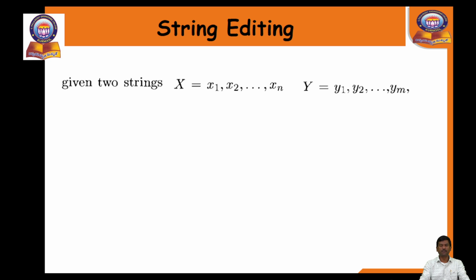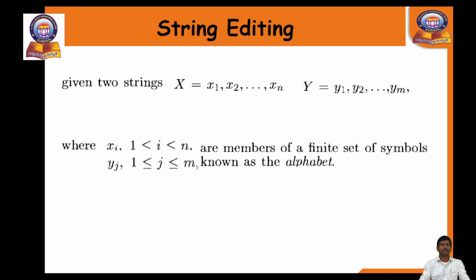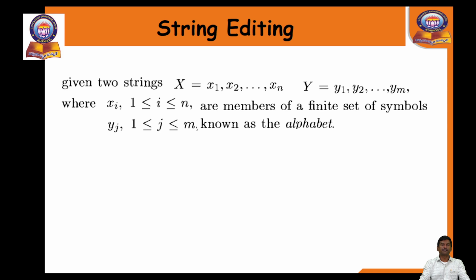It doesn't mean that the number of letters present in the given string x should be the same as the number of letters in y. The number of letters in x may differ compared with y. Here xi, where i ranges from 1 to n, are members of a finite set of symbols, and yj, where j ranges between 1 to m, are known as the alphabet.